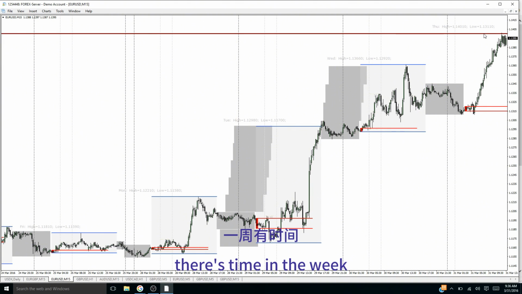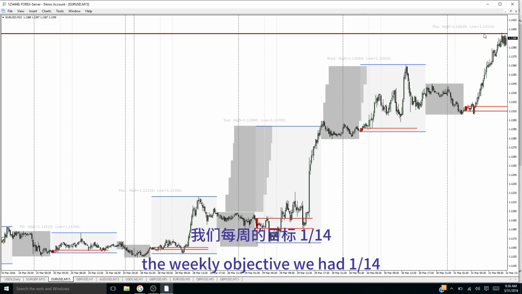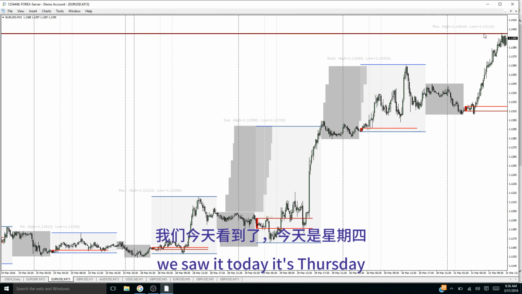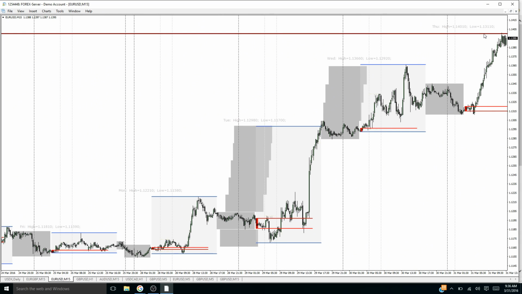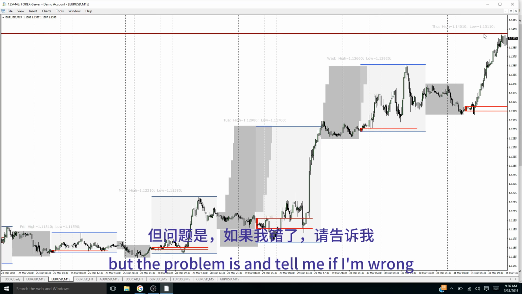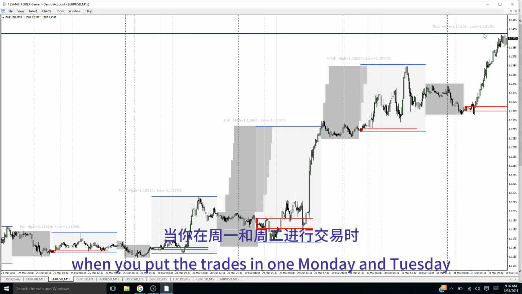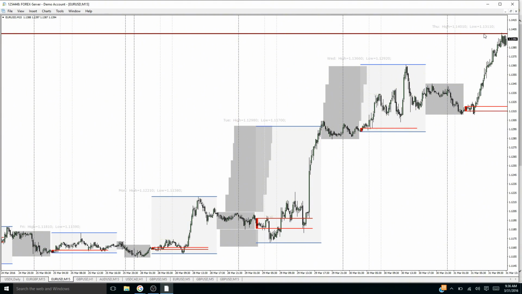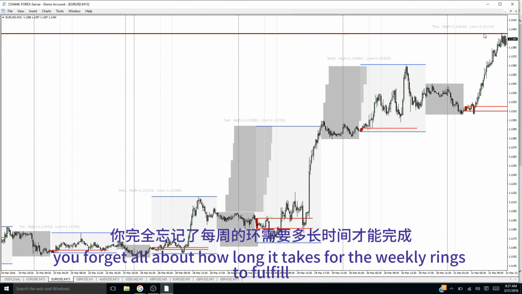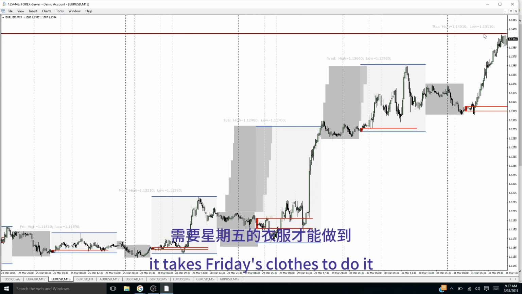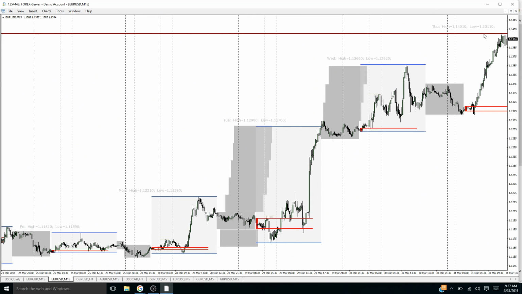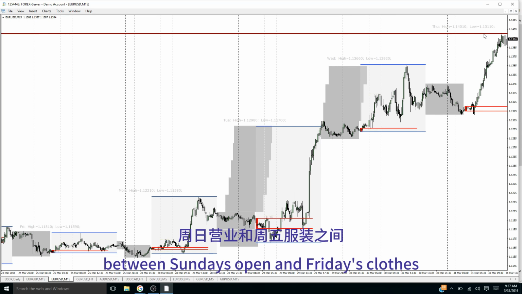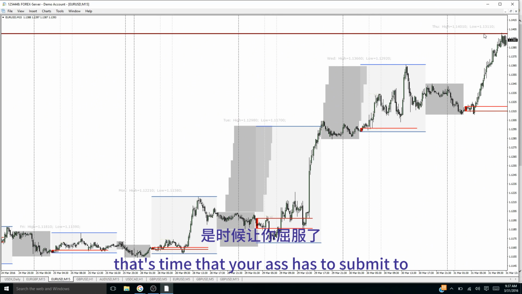There's time in the week. The weekly objective we had, 114s, we saw it today. It's Thursday. But the problem is, and tell me if I'm wrong, when you put the trades in on Monday and Tuesday, you want the weekly objective the day you got in the trade. You forget all about how long it takes for the weekly range to fulfill. It takes Friday's close to do it. Between Sunday's open and Friday's close, that's time that your ass has to submit to.